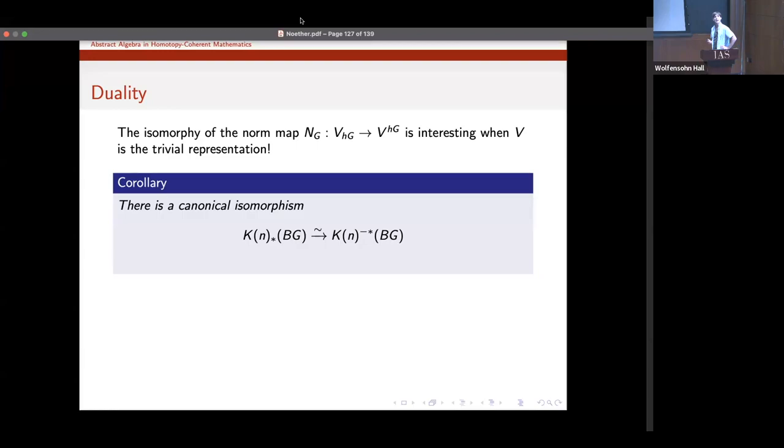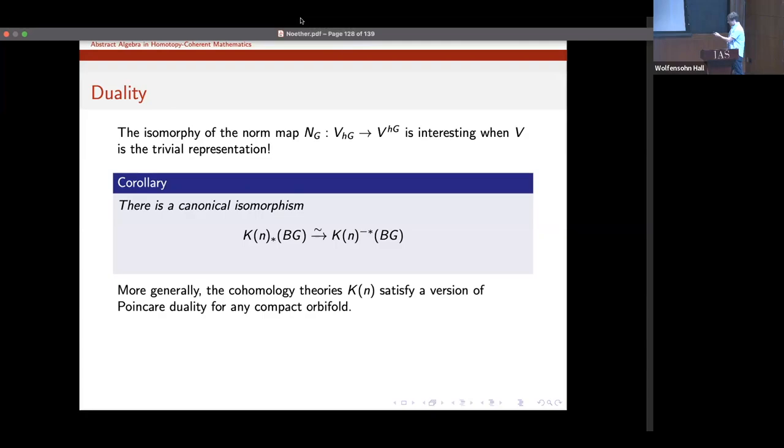This theorem of Hopkins and Sadovsky is telling you that there's a canonical isomorphism between those. So that's some kind of duality phenomenon. It's saying that BG kind of behaves like a manifold. It has some kind of Poincaré duality. And more generally, a consequence of this theorem of the previous slide is that not just for BG, but for anything that's like a compact orbifold, you have some version of Poincaré duality with coefficients in Kn. So that's again saying that these cohomology theories Kn feel like they're characteristic zero. If you look at the ordinary cohomology of orbifolds, they satisfy Poincaré duality with characteristic zero coefficients, but not with characteristic p coefficients if p divides the order of some stabilizer group.